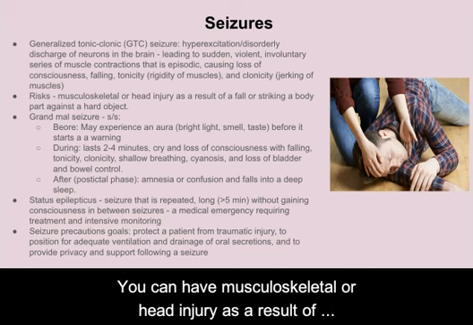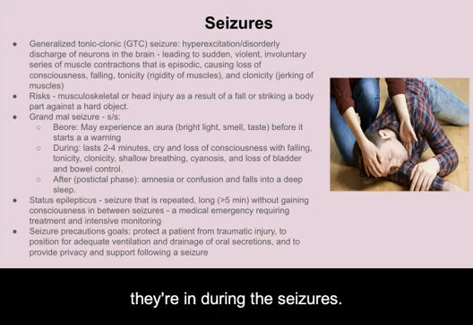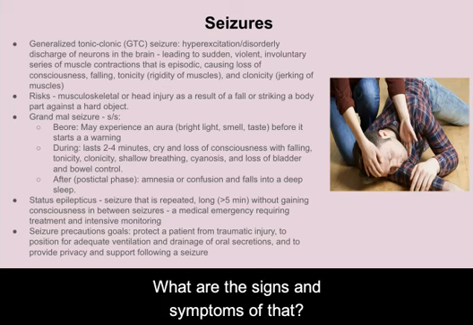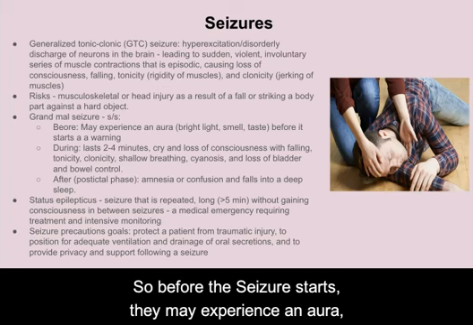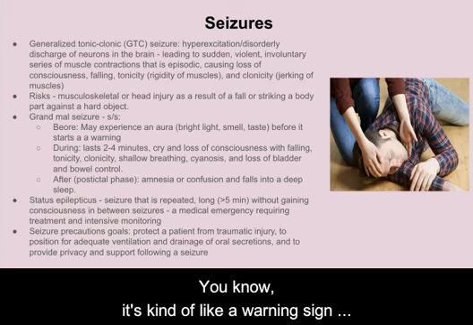So what are the risks? You can have musculoskeletal or head injury as a result of fall, or striking a body part against a hard object when they're during the seizures. Grand mal seizures, what are the signs and symptoms of that? So before the seizure starts, they may experience an aura, a bright light, smell, taste. Before it starts, it's kind of like a warning sign.